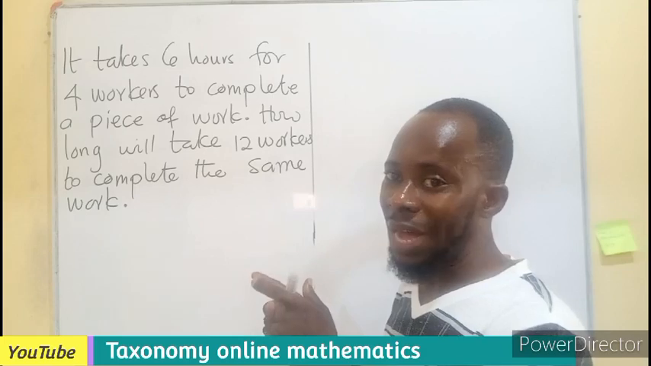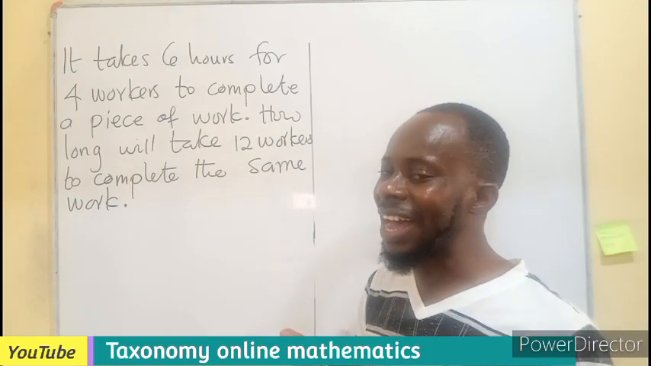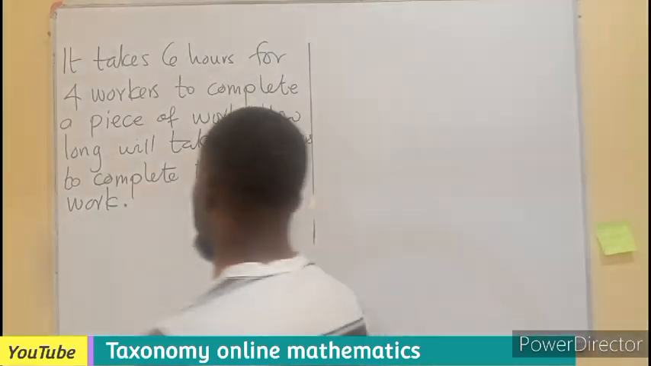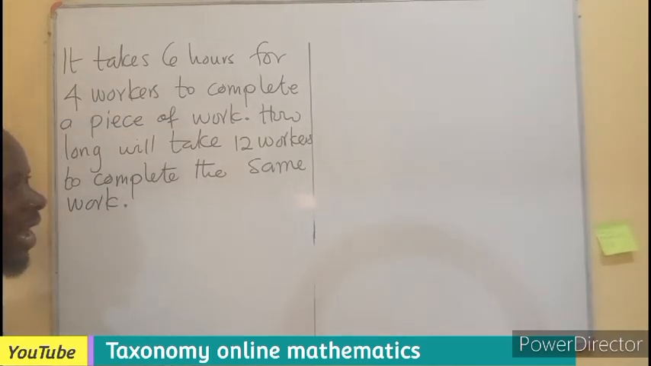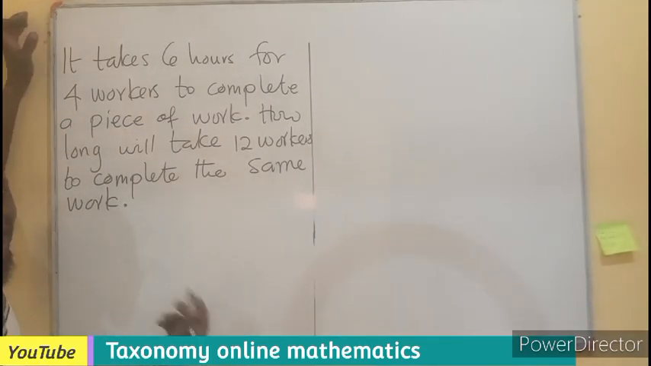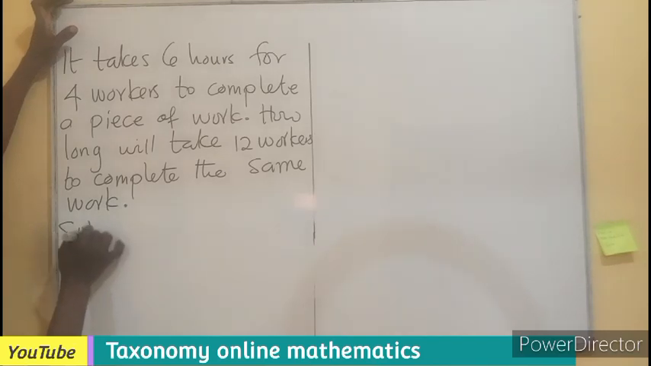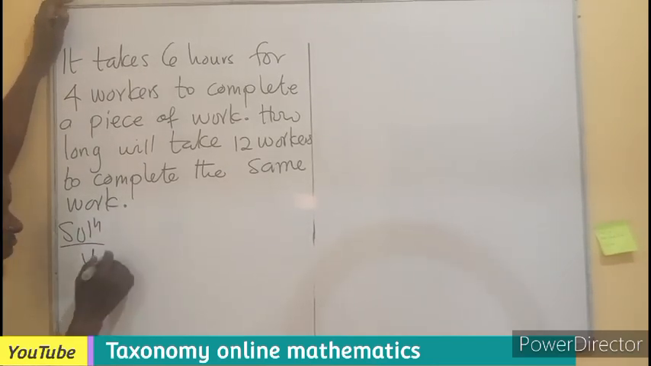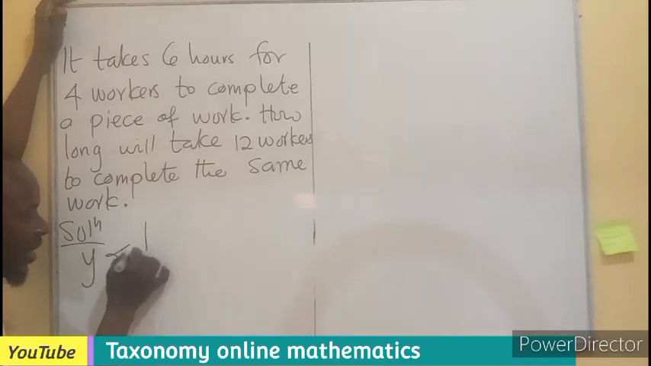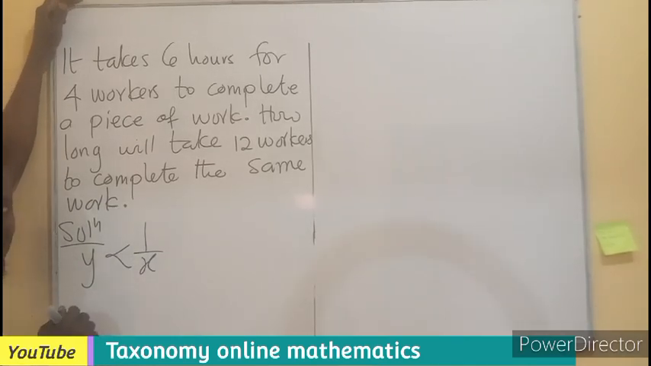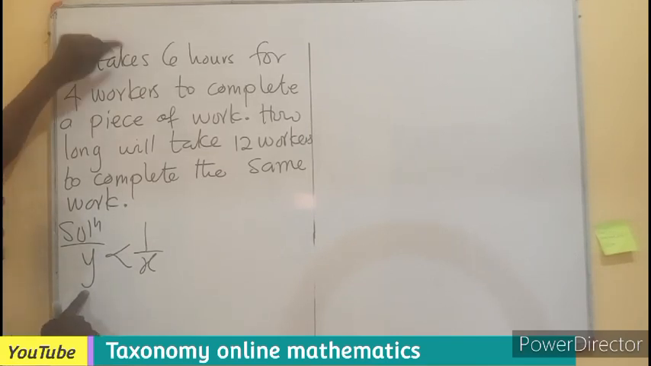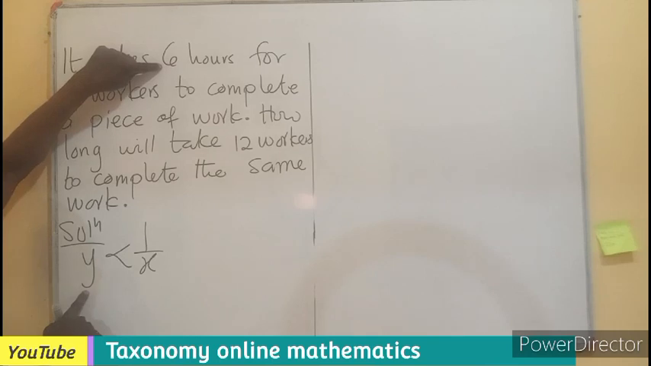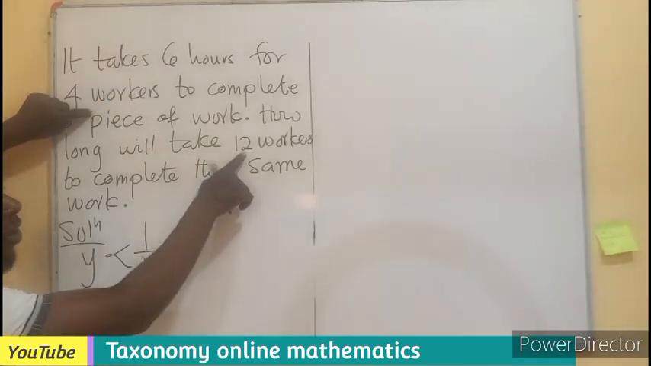But in this episode, I'm going to use the variation approach. If we have agreed that this is indirect proportion, then we can say that y is varying inversely as x. So here, what are we doing? We are going to pick y as the dependent variable, which is 6. The hours is depending on the number of people.